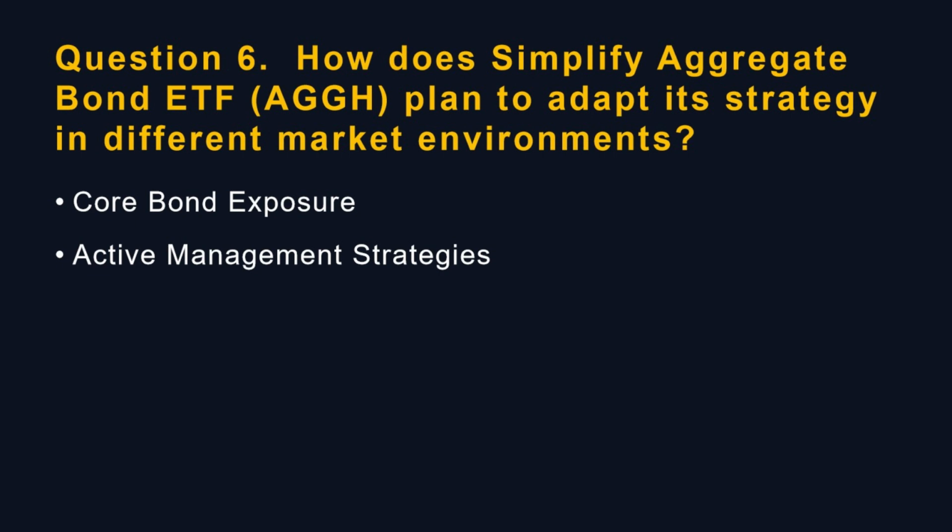Hedging strategies. The types of hedges employed could change, depending on the perceived risks. Interest rate hedges. During periods of high interest rate volatility, AGGH might utilize interest rate derivatives to hedge against potential losses if interest rates rise more than anticipated. Credit downgrade hedges. The fund might increase its use of credit default swaps or inverse high-yield bond ETFs if there's a heightened concern about potential downgrades of IG bonds to junk status.